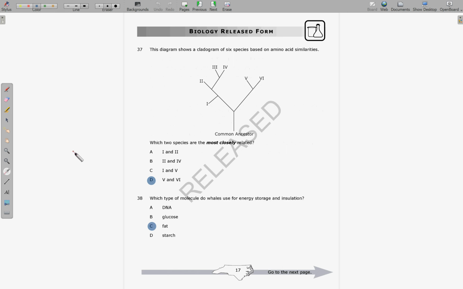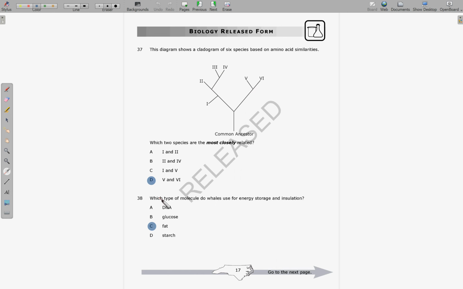Number 37, if we look at 1 and 2, they're kind of close together, but evolutionarily, they're still kind of far apart. If we look at 5 and 6, they are on the same branch and relatively close together, so they are the most closely related, okay? If we looked at, say, 6 and 3, they might be the most distantly related because they're the farthest apart. This shows evolutionary histories, in this case, based on amino acids in the proteins.